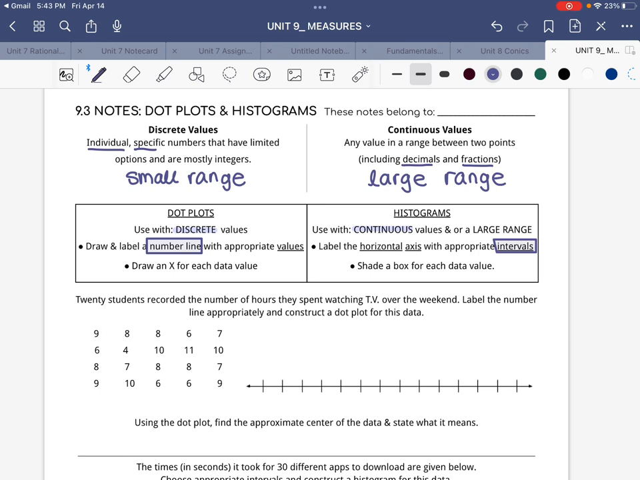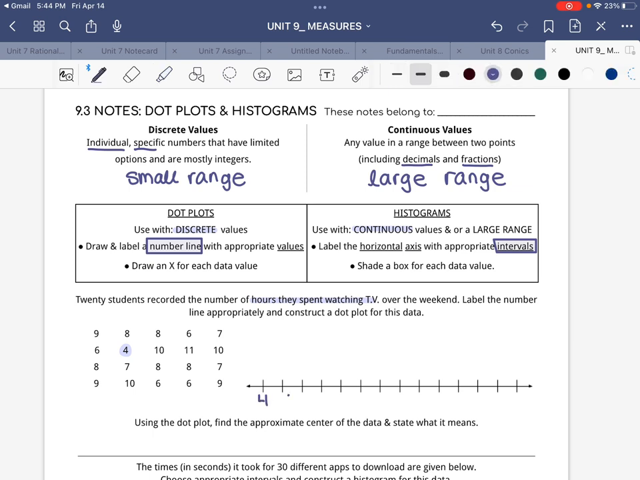Here's how a dot plot works. The first problem we're going to look at has 20 students who recorded the number of hours they spent watching TV over the weekend. Label the number line appropriately and construct a dot plot for this data. So really quickly, glance at all the numbers we have on the left. And the smallest number you see should be 4. So that's where we're going to go ahead and start our number line, is 4.